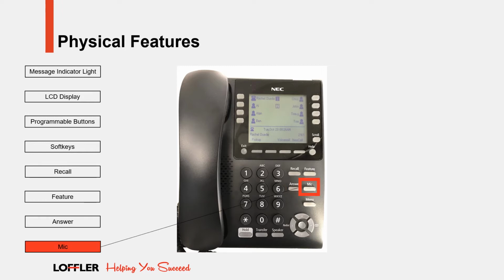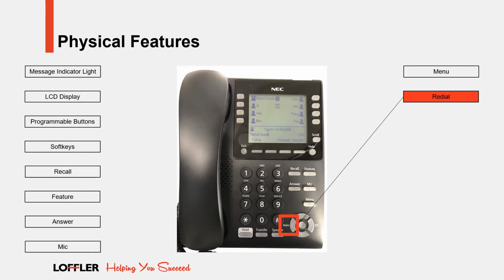The mic button allows you to mute yourself. The LED on the key will flash when the mic is muted. Press the key again to unmute the microphone. The menu button allows you to view and search your personal and corporate directory, view your call history, and adjust user settings. Press the redial button to call the last person that you reached out to.